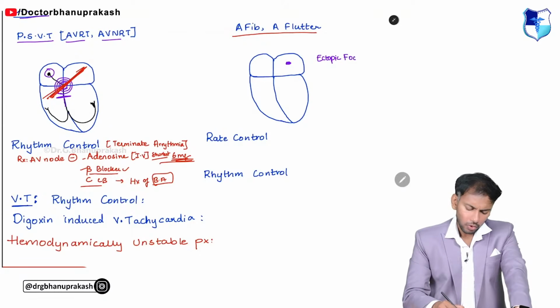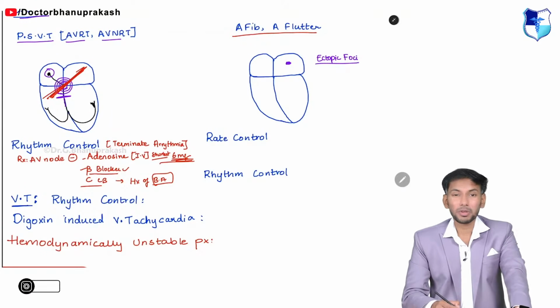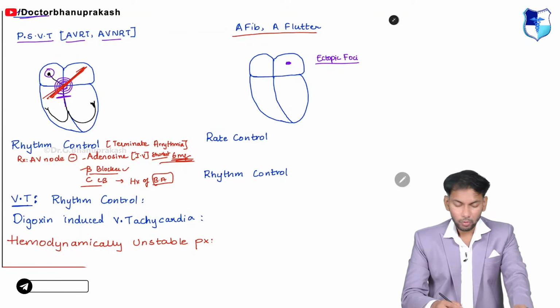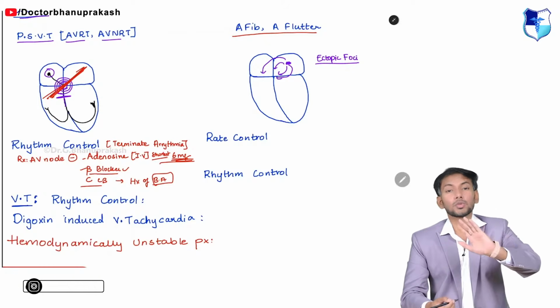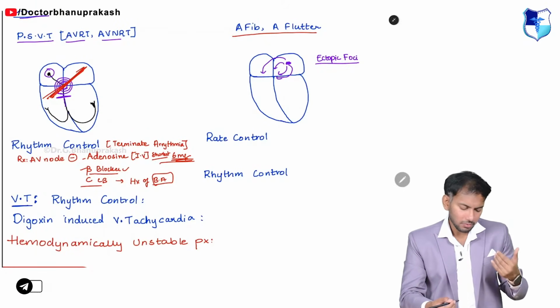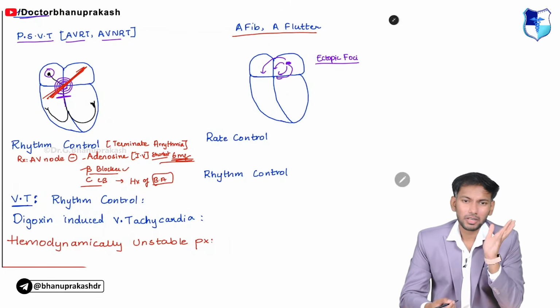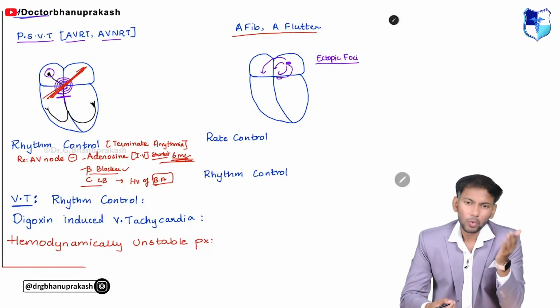Depends on AFib or A-flutter, there is an ectopic focus. What will this ectopic focus do? It will give you a lot of impulses. So many impulses. See, in PSVT it is somewhere around 200 or whatever it is, but this one will give you so many impulses.